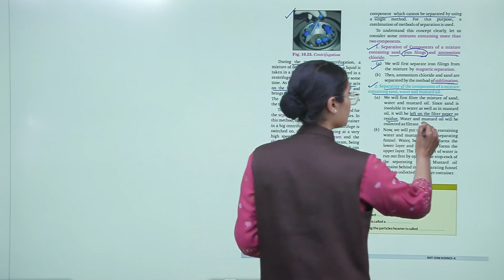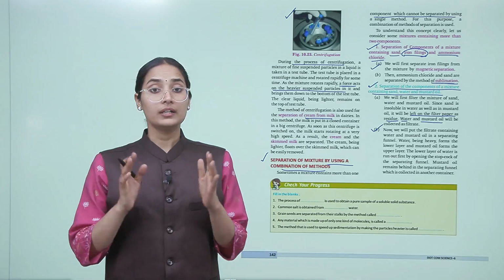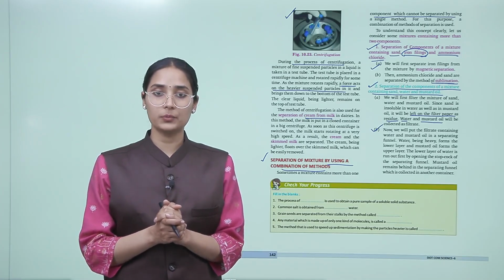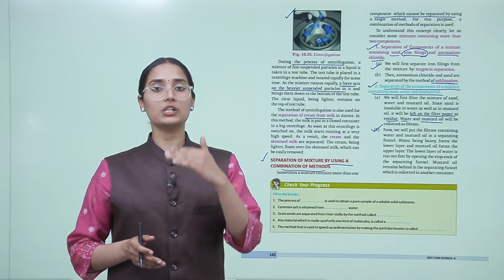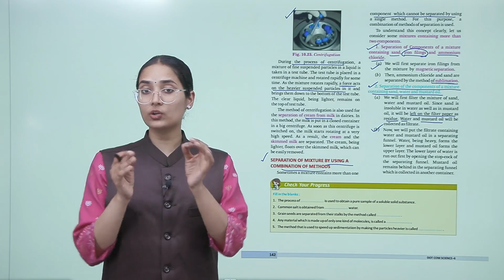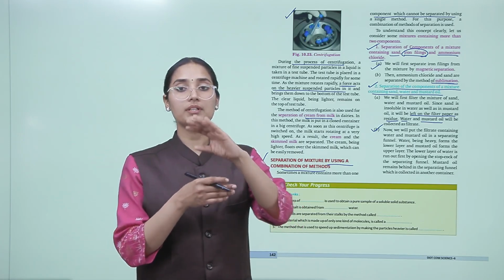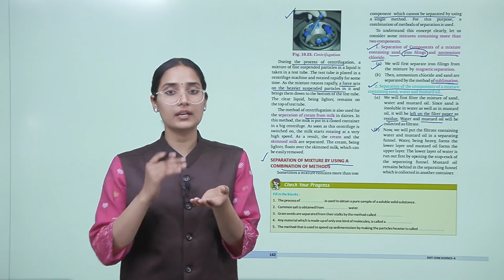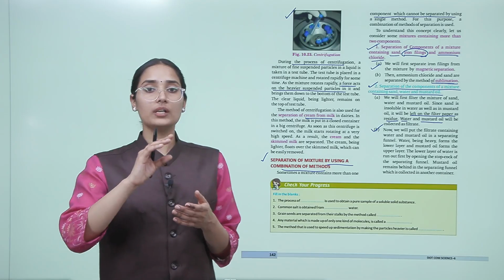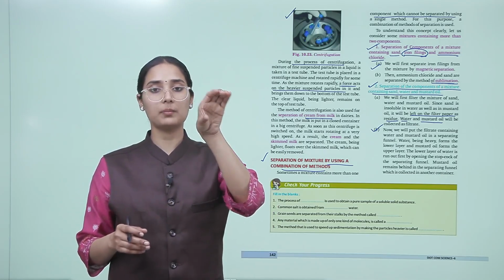So, now we are left with what? Mustard oil and water. Now, what will we do? We will put the filtrate containing water and mustard oil in a separating funnel. Water being heavy forms the lower layer and mustard oil forms the upper layer. We also know that water and oil don't mix, right. So, they will form different layers. Water being heavy will go downside, and mustard oil being lighter than water will be separated in the upper layer.